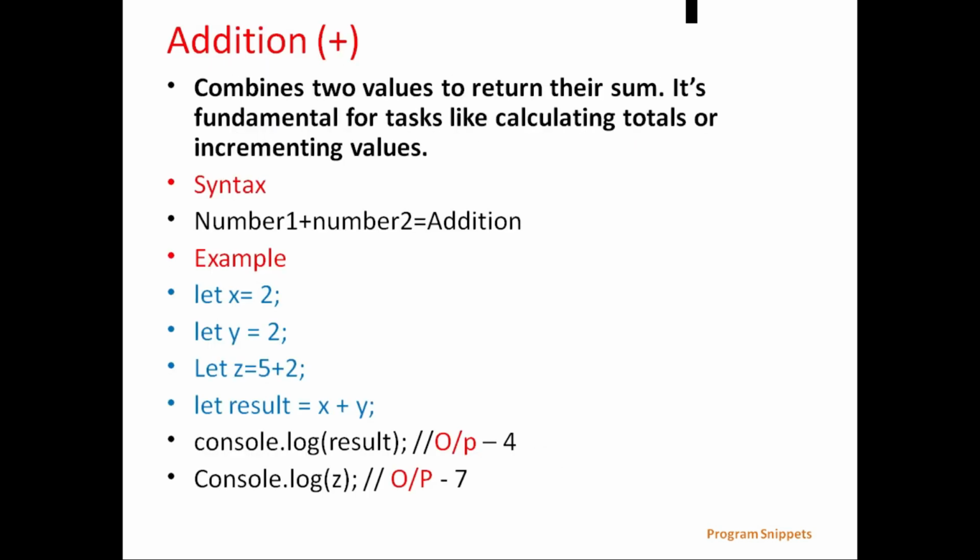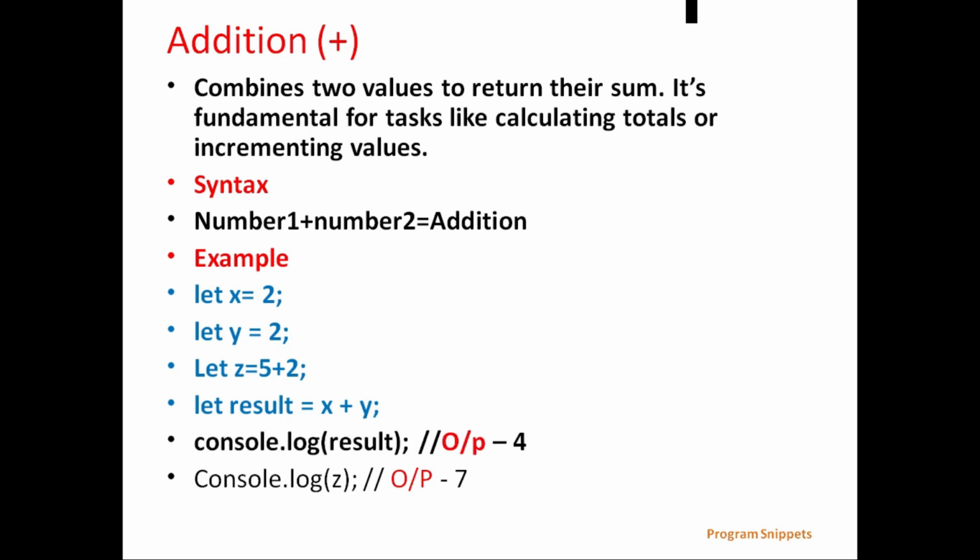First is addition. This operator combines two values to return their sum. It is fundamental for tasks like calculating totals or incrementing values. General syntax is number 1 plus number 2 equal to addition. For example, here we have assigned values 2 to x and y, and we have stored 5 plus 2 in z. And when we print z or result, it will give the output 4 and 7 respectively.